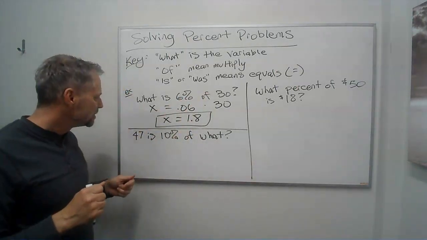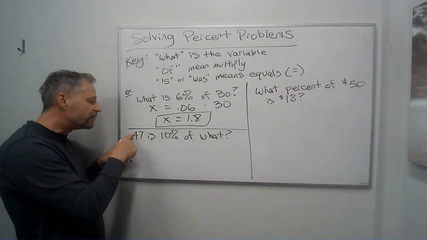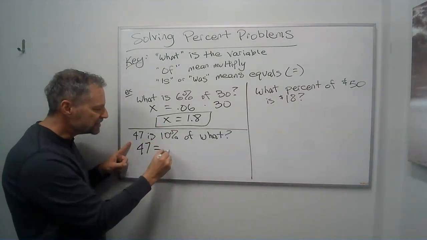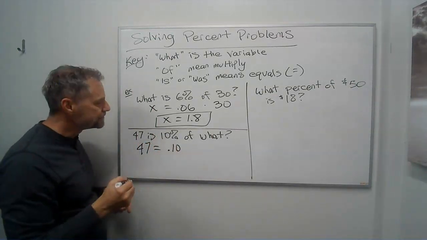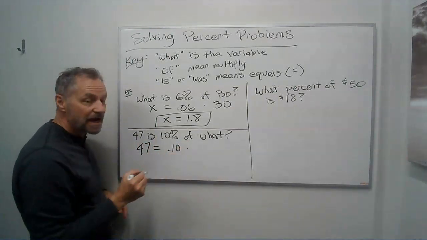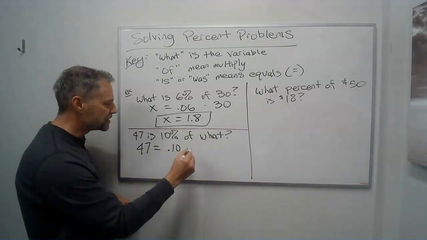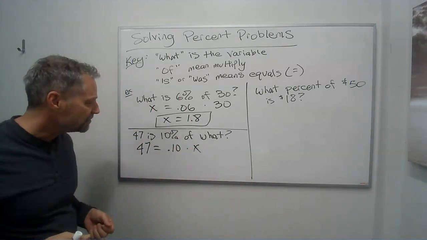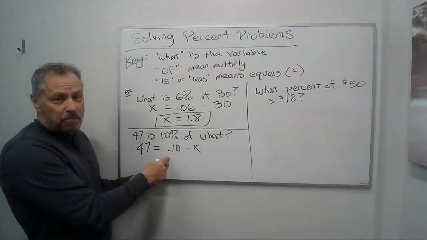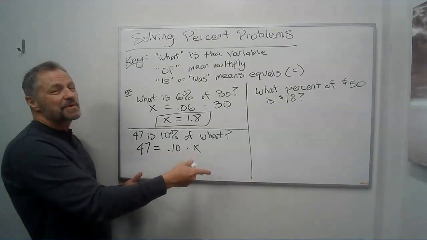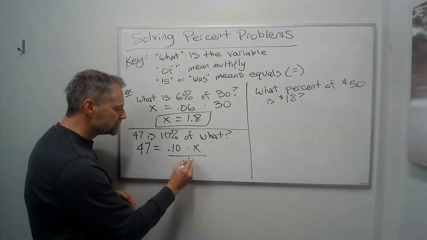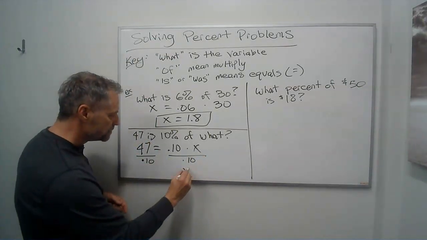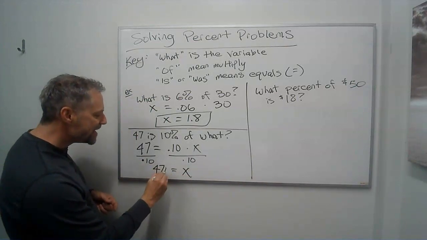A couple more examples. Translate real quick. 47 is equals 10%, let's change that to 0.10, or just 0.1, of times what? Or what number? Oh, that's x. This time I have a little algebraic equation I have to solve. So since I'm multiplying by 0.1 or 0.10 times the x, I want to get rid of that, so I divide by 0.10. And on my calculator, x equals 470.